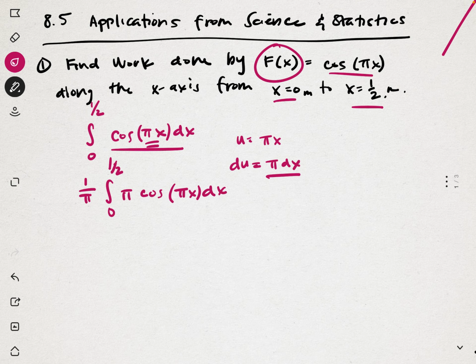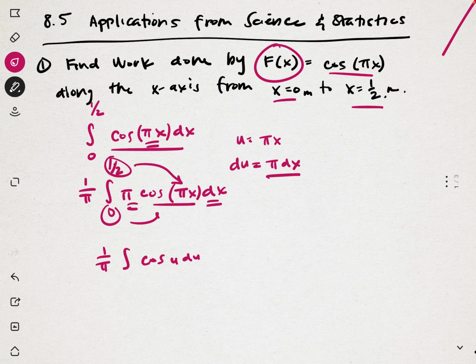All right, so now we can do the trick we have with our u sub. We have our du and our cosine u, so cosine u du, and 1 over pi on the outside. And then we can convert our starting and end points by plugging them into our u. So pi times 0 is 0. And when we plug in 1/2 into our pi x, we get pi over 2.